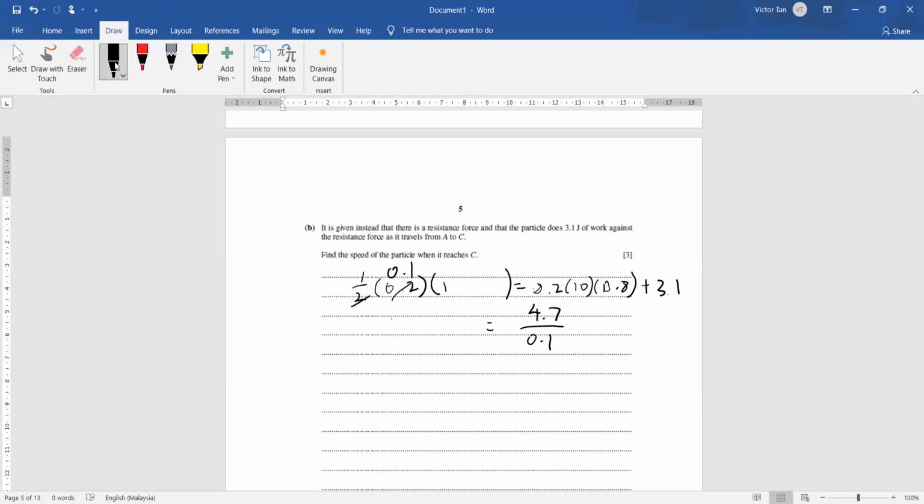So this will be V square minus 5 square. So this is V square minus 25. V square equals 47 plus 25. V equals square root of 72 meters per second. Okay.